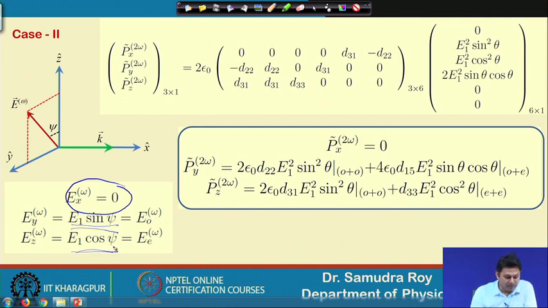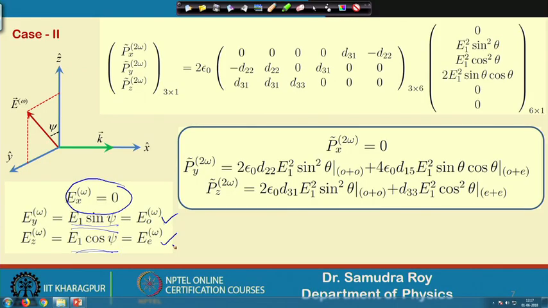Now, you need to be careful enough to write this component in terms of ordinary and extraordinary, because along y direction we mention it should be an ordinary wave. So, I write this E 1 sin phi is a component that is generating the ordinary wave, and the other component, which is along z direction, should be the extraordinary wave. We have already discussed in our previous slides that if the electric field is along z direction, it is an extraordinary wave. So, here the z component is the extraordinary wave.